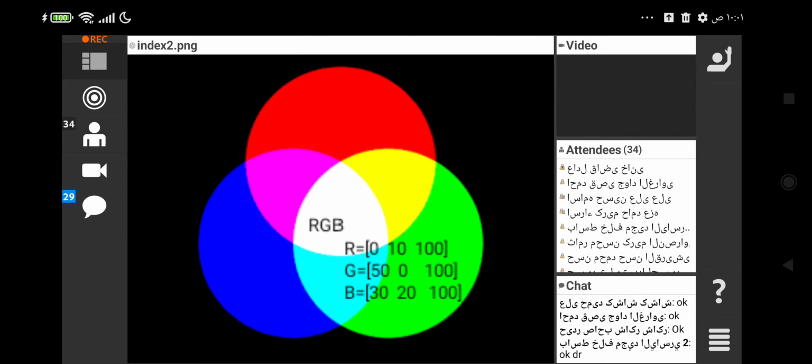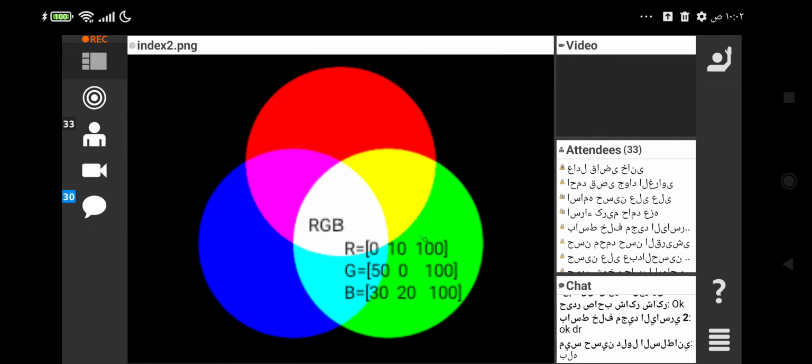And the values inside these matrices define the intensity of the red, green, and blue. For example, this is an image with 3 pixels, in this example that I have written, RGB. You see it has only 3 pixels.